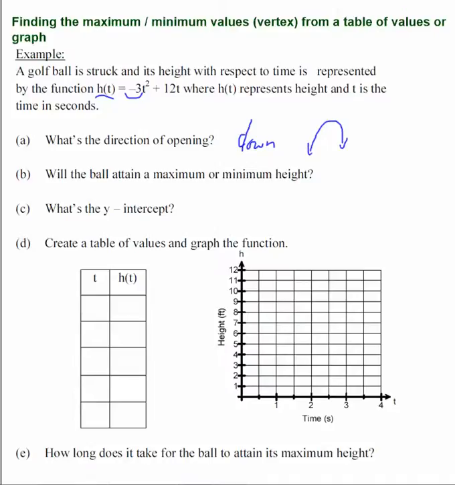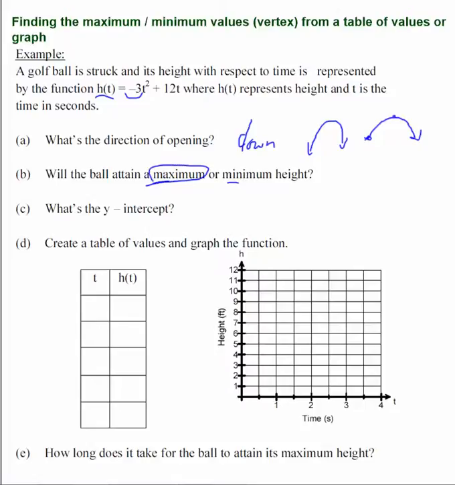If you think about someone hitting a golf ball, the ball will be struck, go up, and then travel down. Now, would the ball attain a maximum or minimum height? Well, if the ball is being struck, if you think about golf, it's going to attain a maximum height. So maximum.